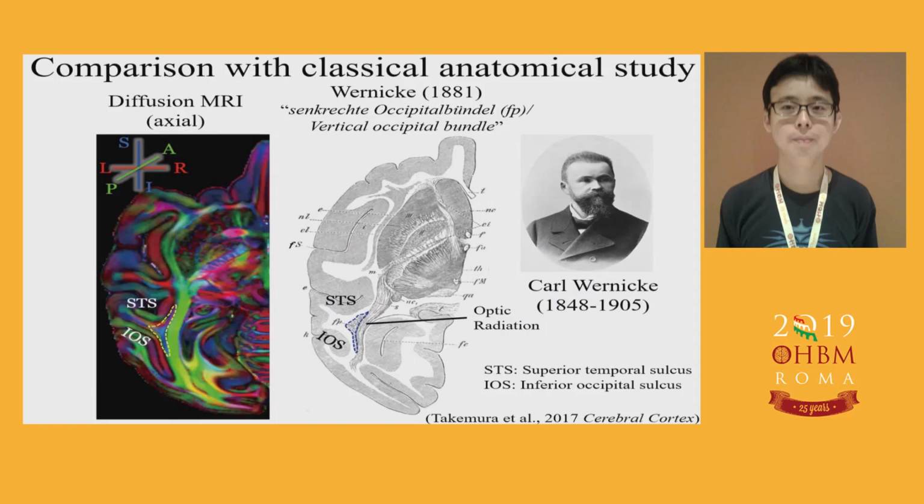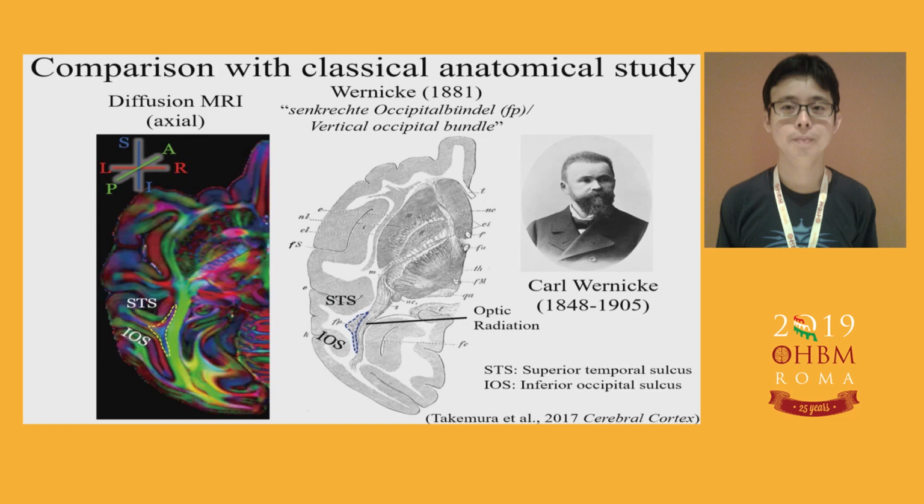So the nice thing about macaque diffusion approaches is we can compare it with a wide range of different invasive anatomical studies performed with different techniques. This is a comparison I like, a picture from the oldest figure, Wernicke's, in 1881. It is based on dissection of a monkey brain and a horizontal section. He reports a fiber bundle, the vertical occipital bundle, located around here, between the superior temporal sulcus and the inferior occipital sulcus.